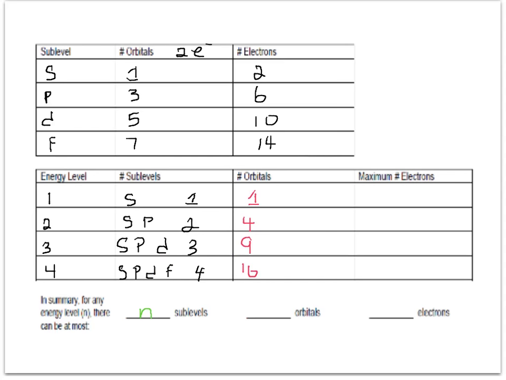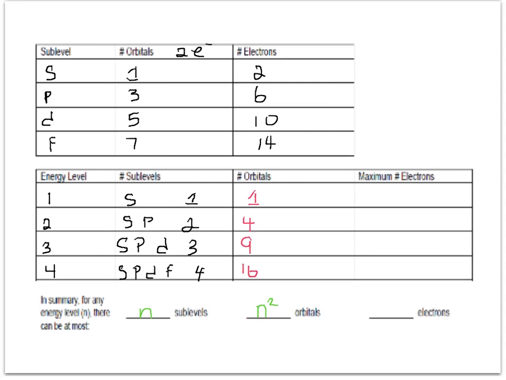So what did we do to N to get the number of orbitals? 1 to 1, 2 to 4, 3 to 9, 4 to 16. So here we'd see that we squared the number of energy levels to get the number of orbitals. So here would be N squared.